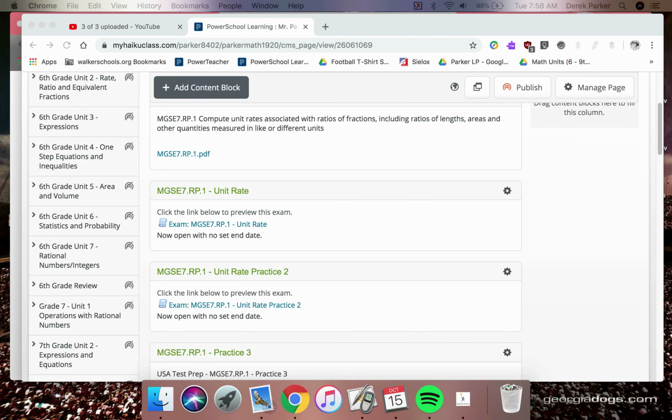A recipe calls for 1.5 cups of flour for every 3/4 cup of sugar used. How many cups of flour are needed for each cup of sugar? Okay, so first step, write the rate. Okay, and I'm going to go ahead and convert this into 3/2 over 3/4 equals x over 1.